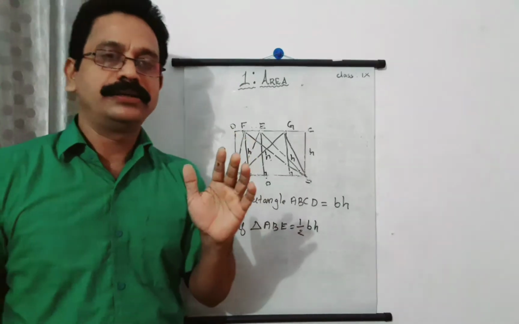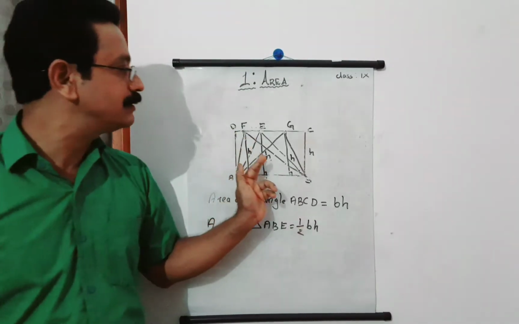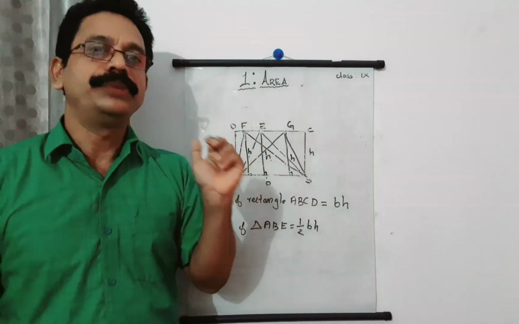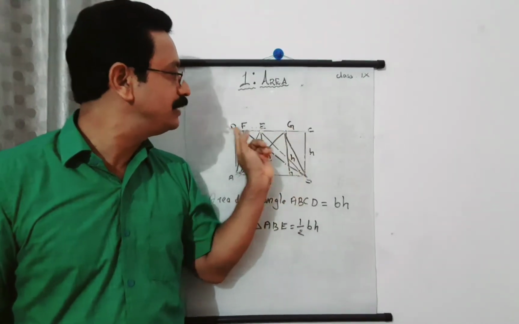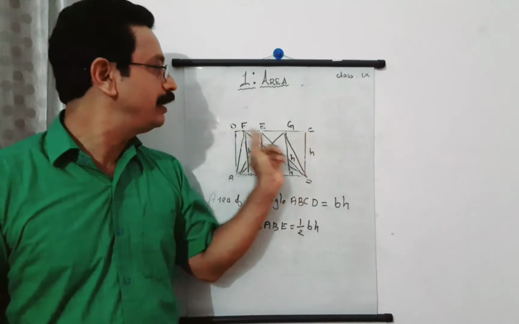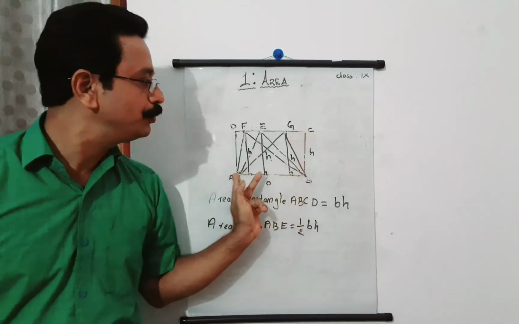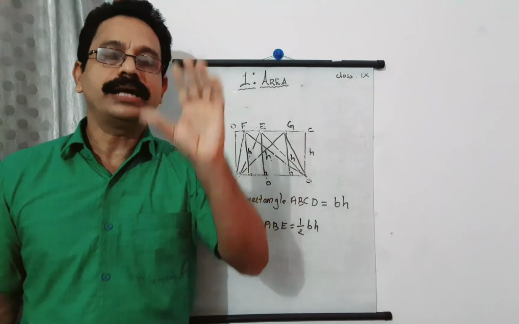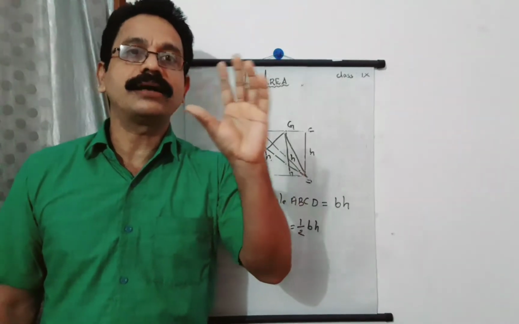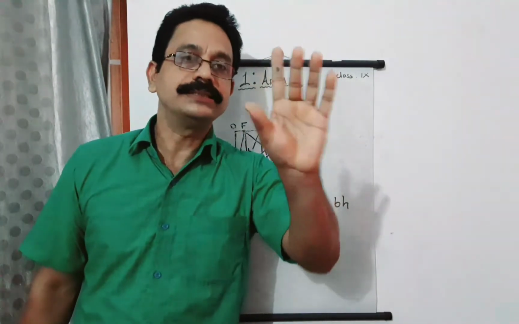Now listen, why are the heights the same? Because we take the third vertices on the same line, and that line CD is parallel to AB. You know, between parallel lines, the distances are the same. Distances are the same.